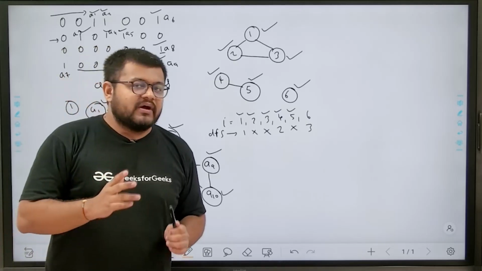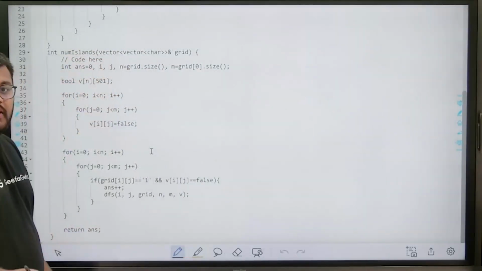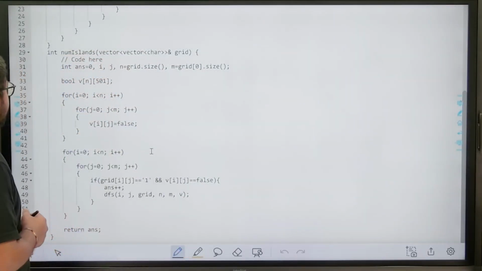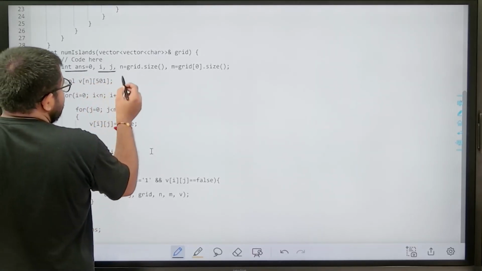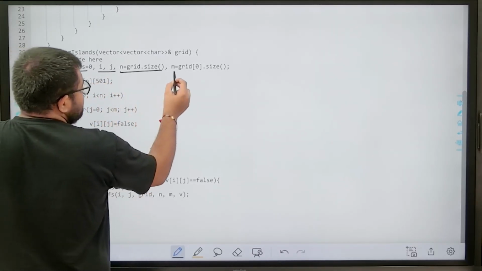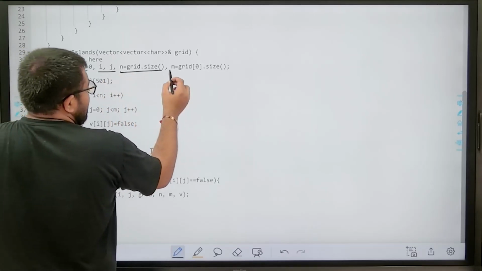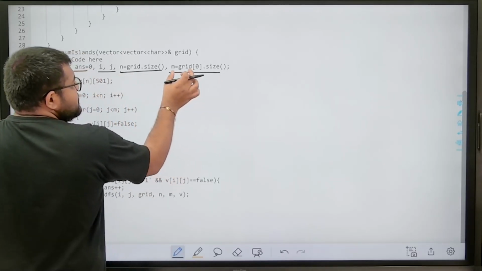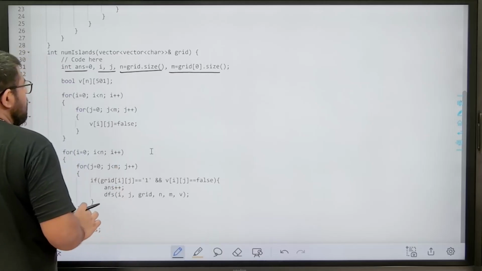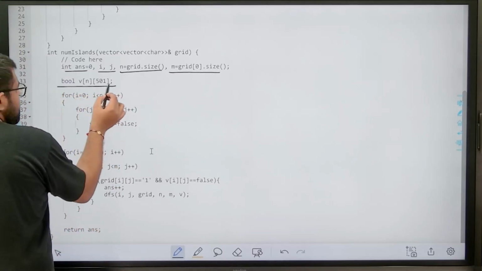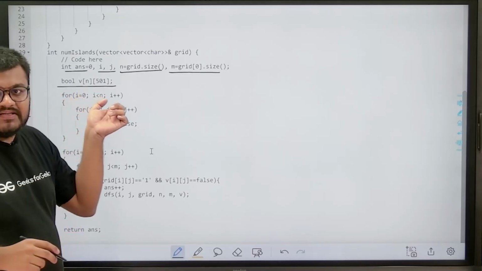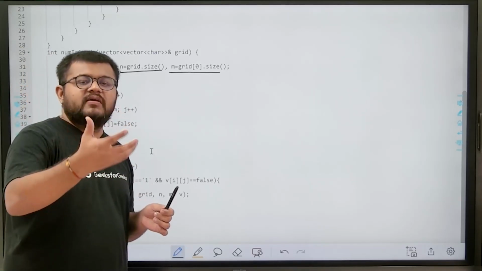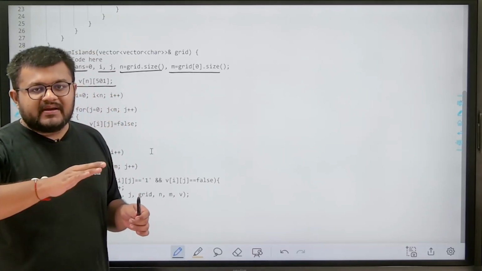Okay, now let's look at its actual implementation. So if we look at the actual implementation, I have taken an answer variable which is initialized to 0, taken n as the size of the grid, that is the number of rows, and m as the size of the 0th row, so basically the number of columns. Then I have taken one boolean 2D array of size n cross 501, which will basically, during a DFS, whenever a particular node is visited, we mark it as true.